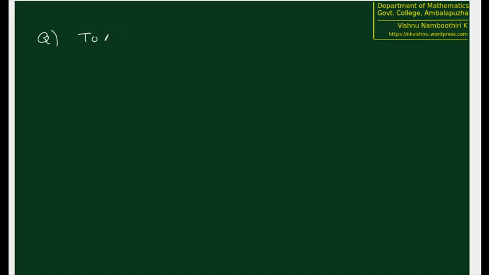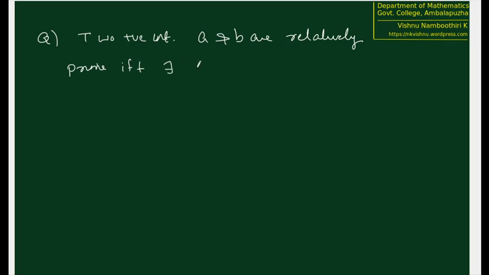Two positive integers A and B are relatively prime if and only if there exist integers alpha, beta such that A alpha plus B beta equal to 1. Prove this.